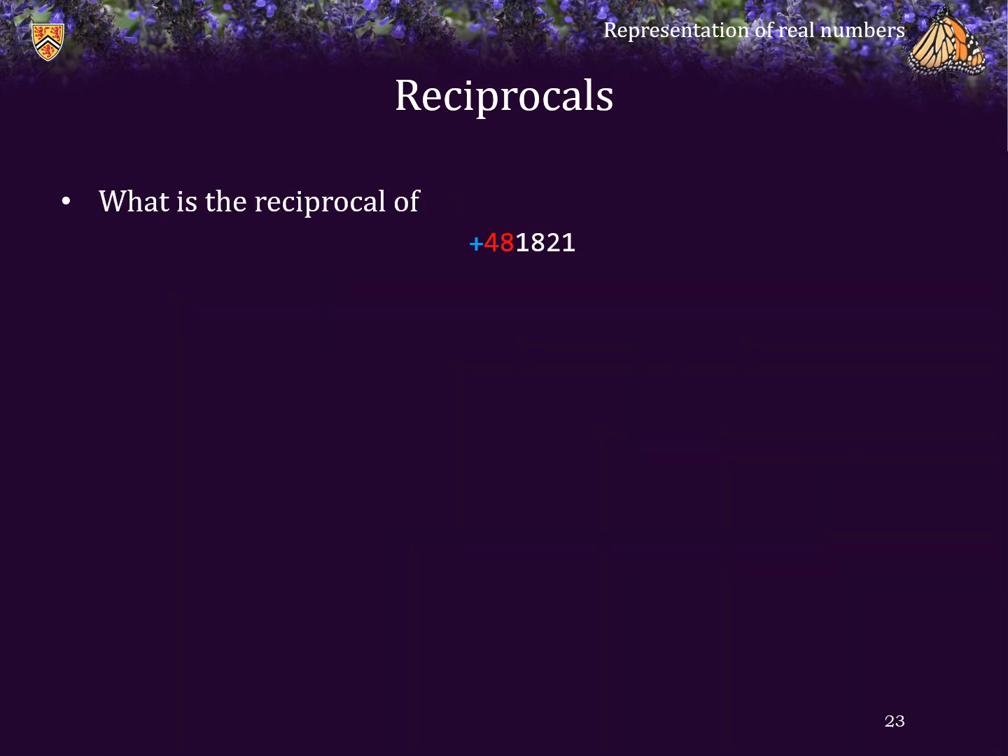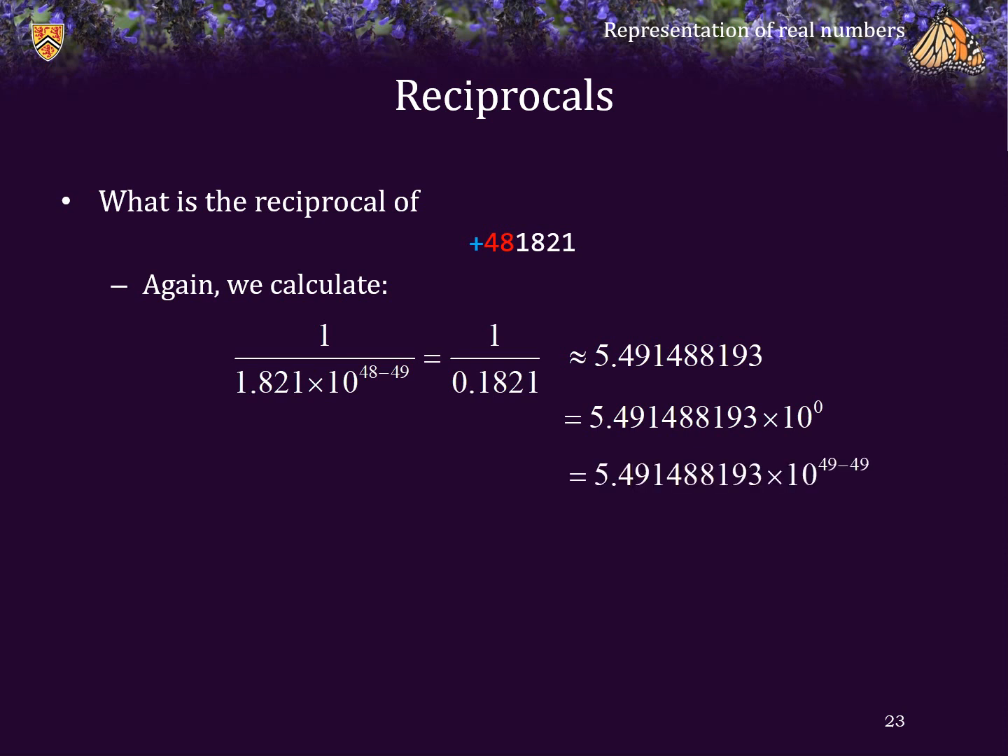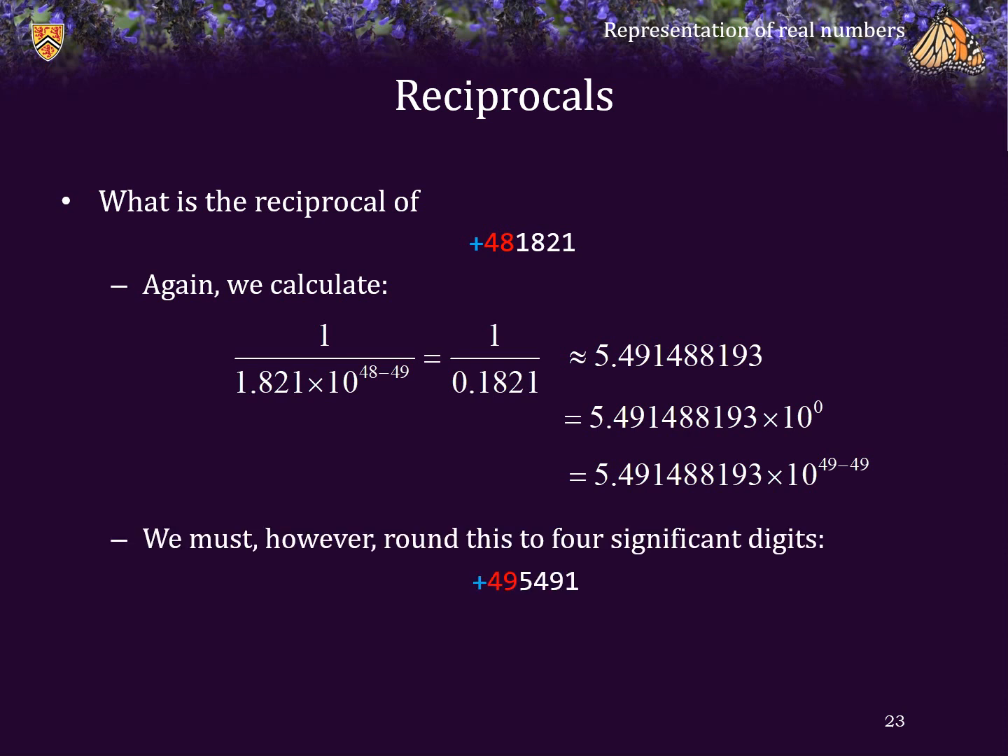Now, what is the reciprocal of that result? Well, let's calculate it again. We have 0.1821. So again, we calculate that result, and that would be approximately 5.491488193 and change. This is, of course, times 10 to the 0, which is equal to that result times 10 to the 49 minus 49. Consequently, if we store this to 4 significant digits, we get this value here.